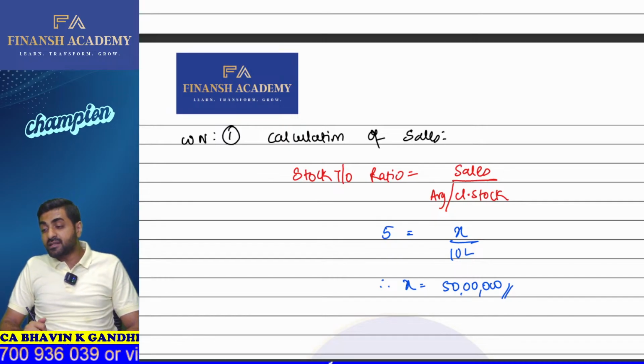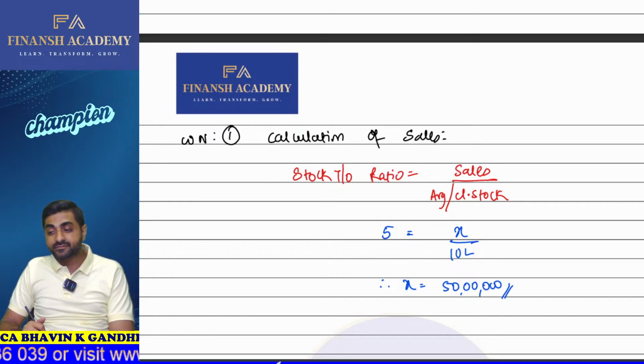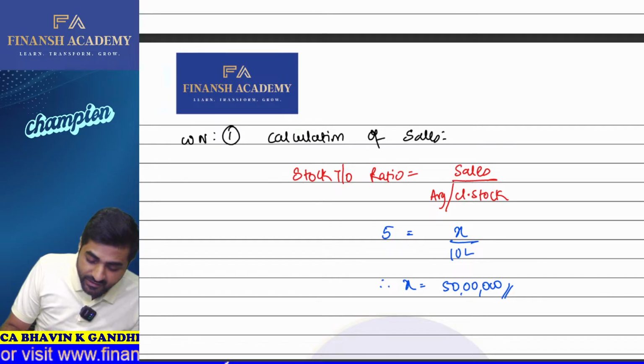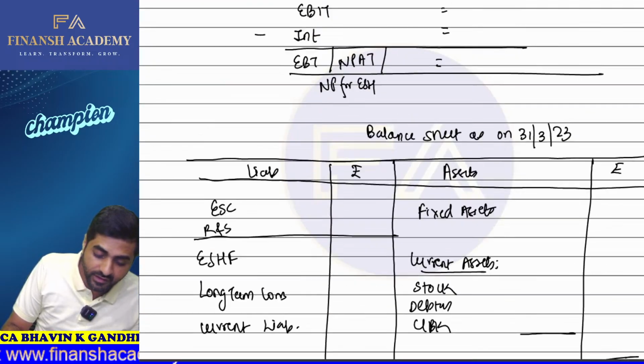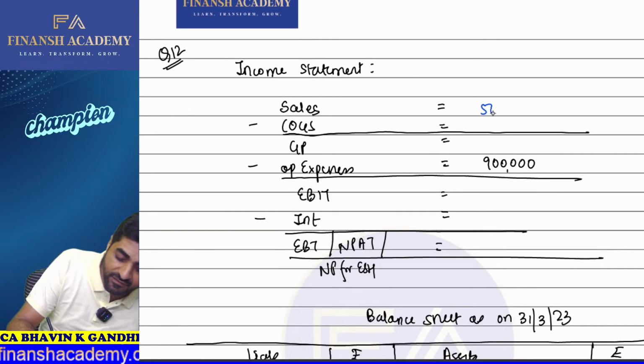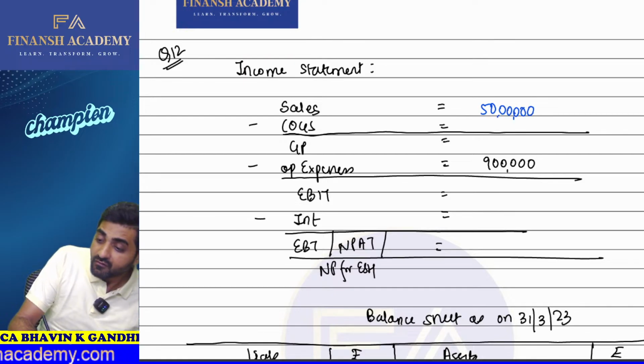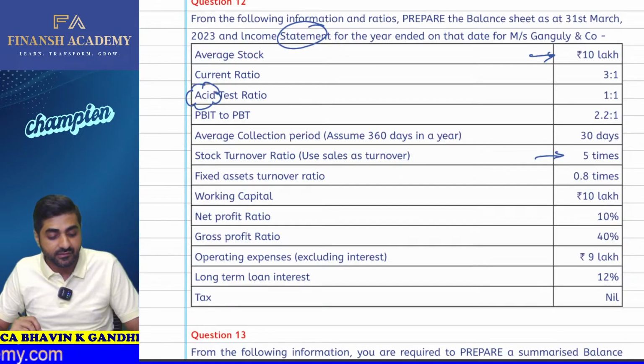So this is nothing but the amount of my sales. What should I do next? Can I go and substitute here in the income statement? Yes, sir. That is 50 lakhs. From this now, what are you going to subtract?